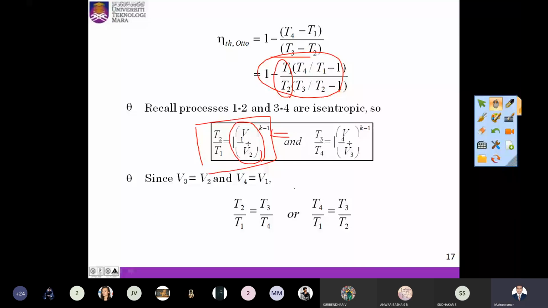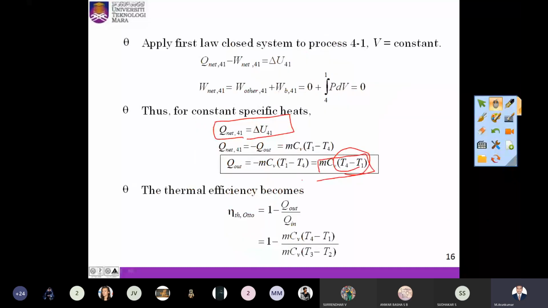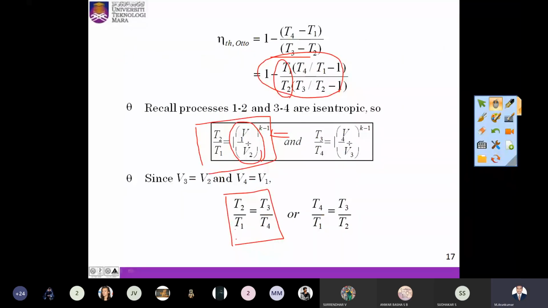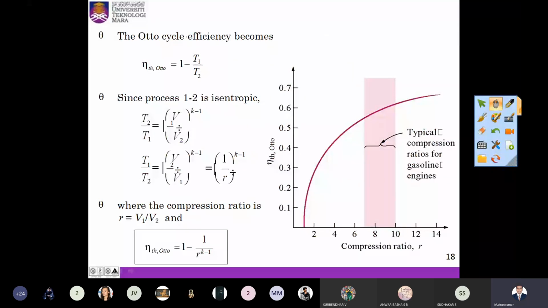Right, since V3 is equal to V2 and V4 is equal to V1, we can have this equation. We can refer to this from the PV diagram. From the PV diagram, V1 is equal to V4 and V2 will be V3. So we can have this equation, and we can write it as T4 by T1 is equal to T3 by T2. So finally we can have the thermal efficiency of Otto cycle as 1 minus T1 by T2.